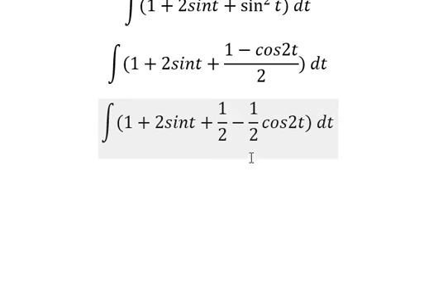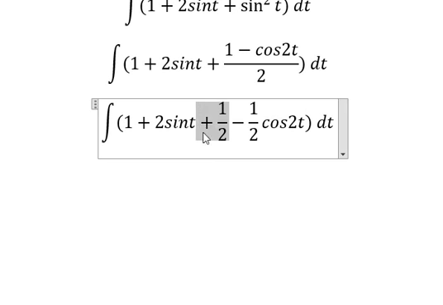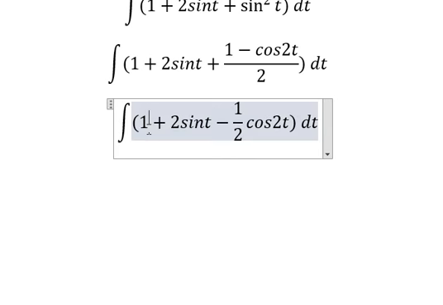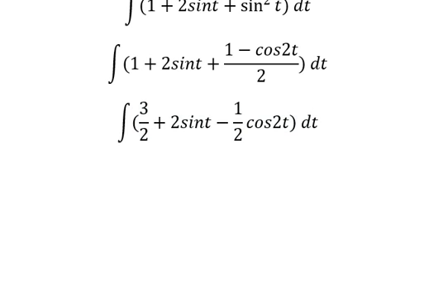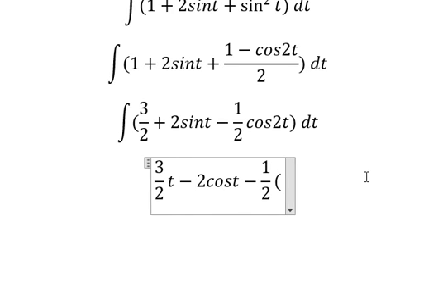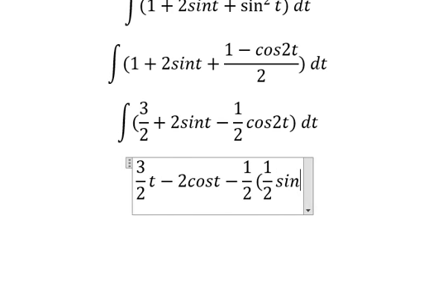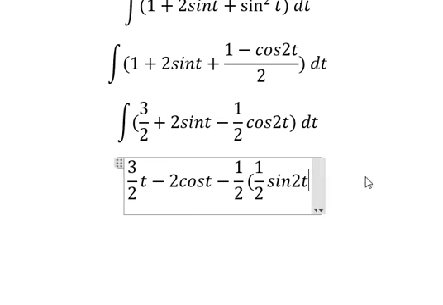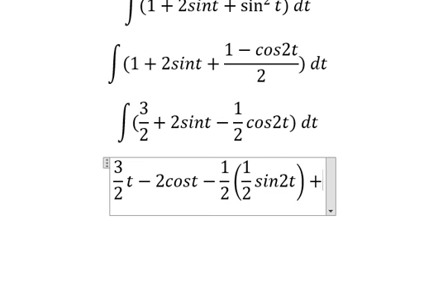Now number 1 plus 1 over 2, we have 3 over 2. The integration of 3 over 2 is 3 over 2t. The integration of sine t, we have negative cosine t. The integration of cosine 2t is 1 over 2 sine 2t. And then I will put c.